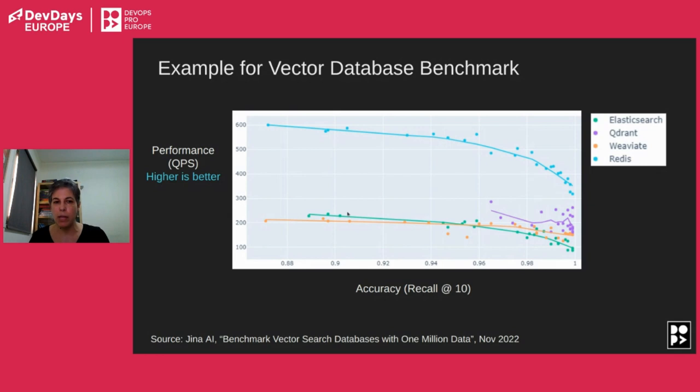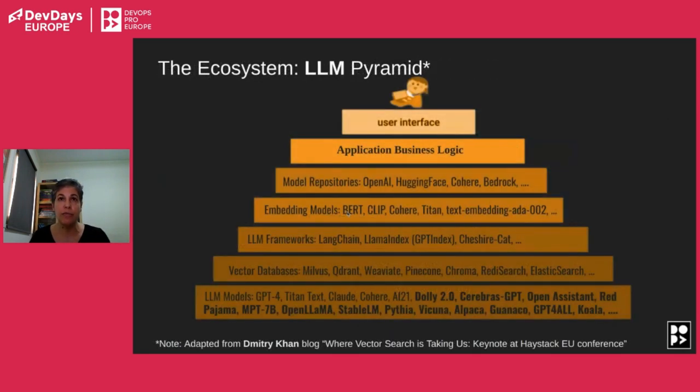There are many benchmarks. This is one by GenAI, benchmarking vector search databases with 1 million data. 1 million sounds like a lot, but a vector database can scale to billions as well. And in this particular benchmark, you can see accuracy on the one hand versus performance. Here it's queries per second, where higher is better, and Redis performs the best. And for your particular use case, it might look different. You have to really run those use cases yourself.